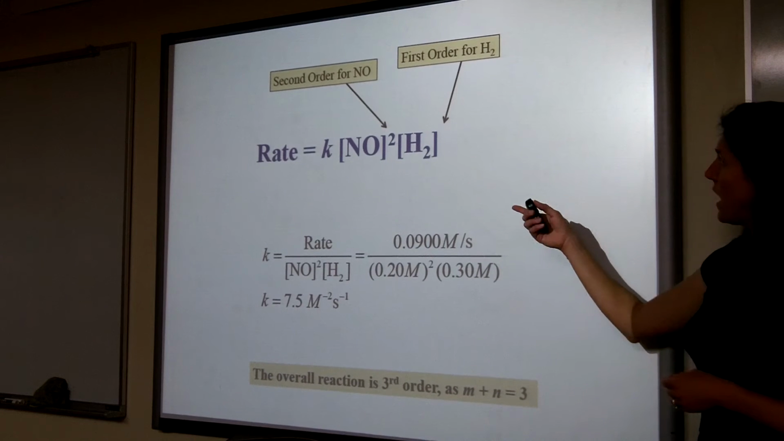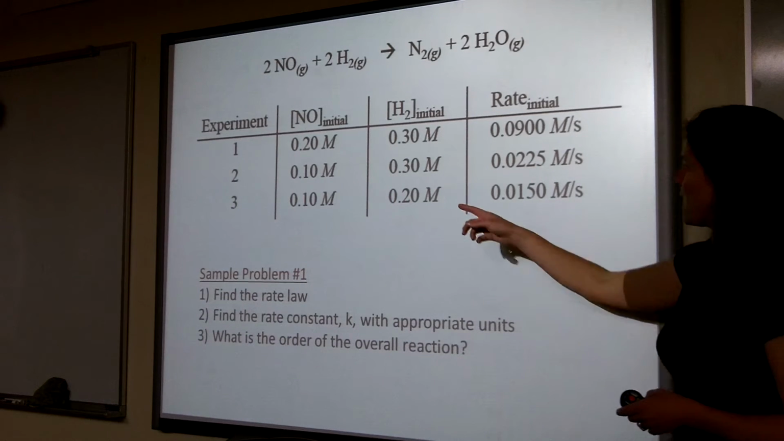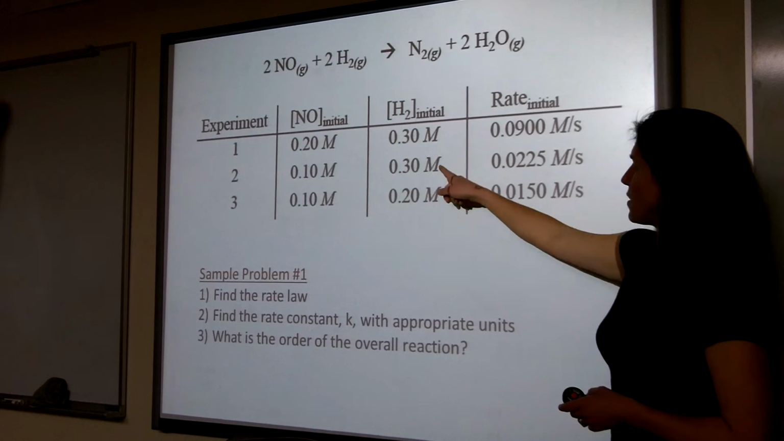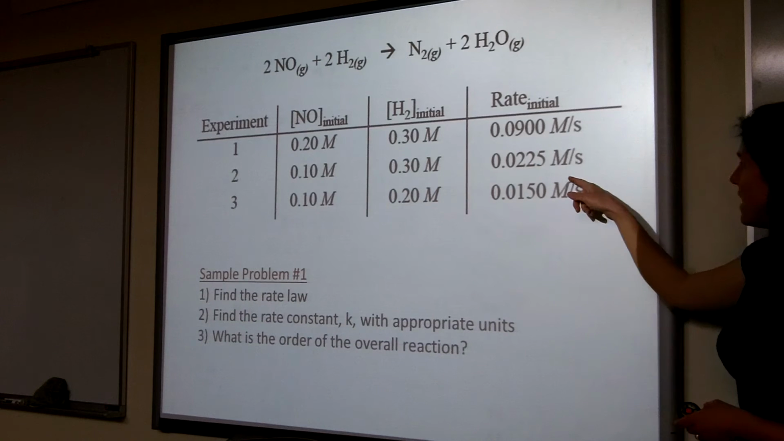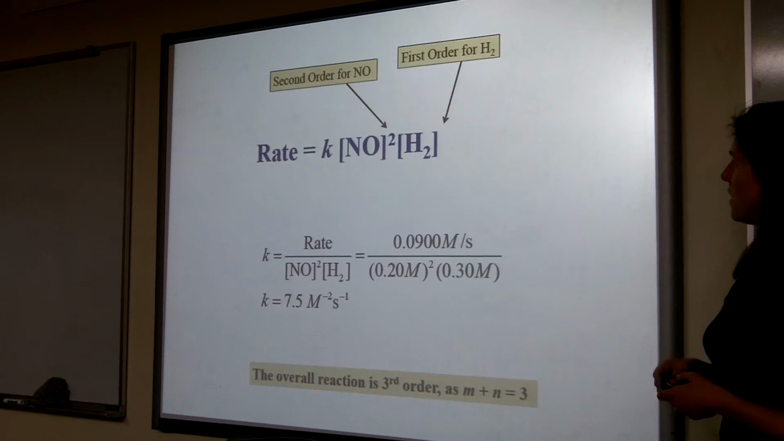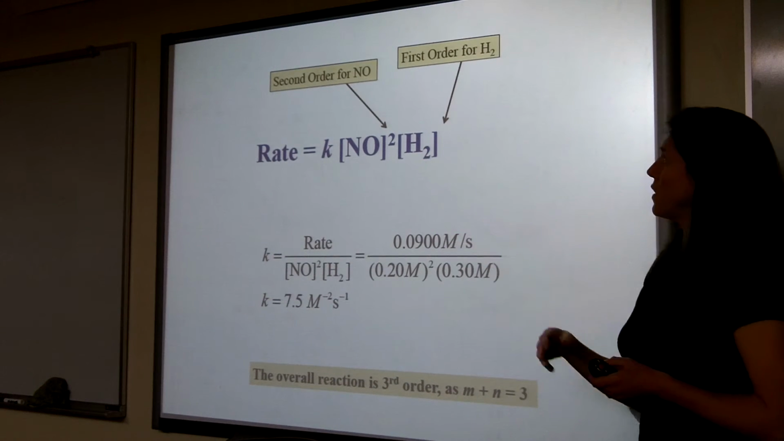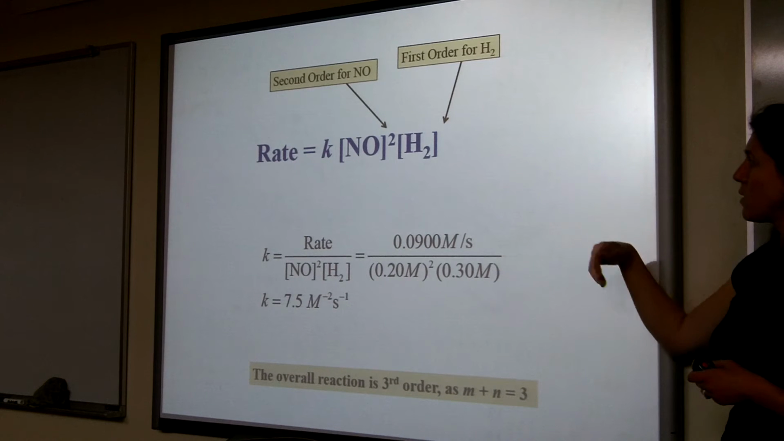So I take the concentration and I square it. Looking back at H2, you'll find that it is 1st order, because when I look at these two, my concentration goes up by 1.5 times, and my rate is changed by the same amount. It goes up by 1.5 times. So this would be my rate law for this reaction. It's 2nd order for NO, 1st order for H2. We could say overall it is 3rd order.